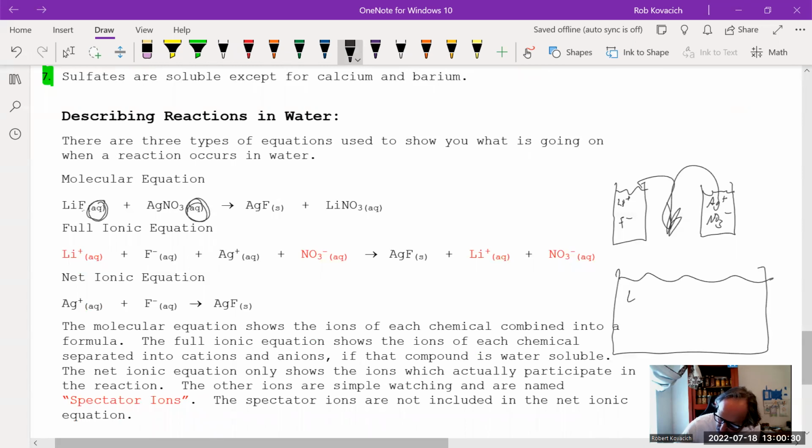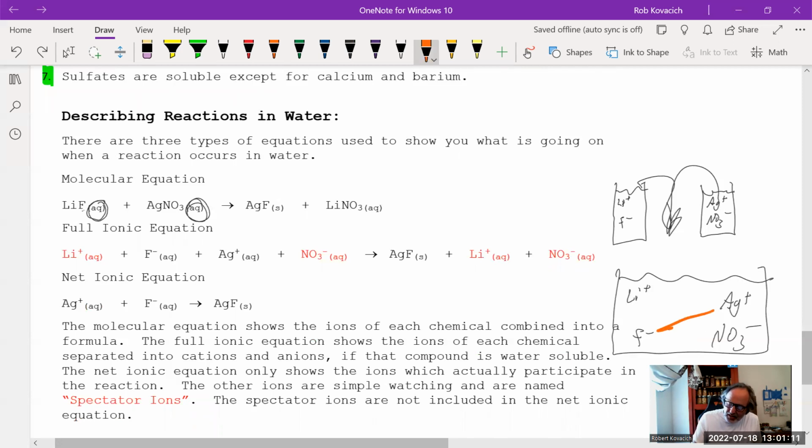So now I have this situation where I have lithiums and fluorides floating around, able to bump into silvers and nitrates. Okay. So what happens when these 2 things bump into each other? And the answer is nothing, because they're both positively charged, so they just ricochet off of each other. Same situation down here, both negative, so they ricochet off of each other. What happens when these 2 guys bump into each other? Well, the lithium is soluble because of group 1 or rule number 1, and the nitrate is soluble because of rule number 3. So nothing happens.